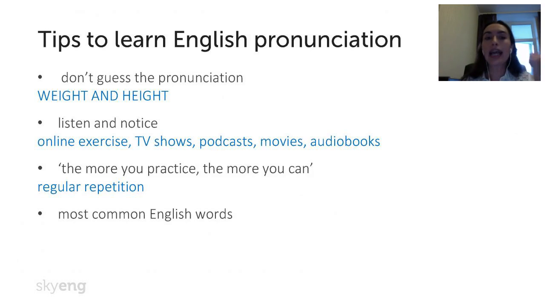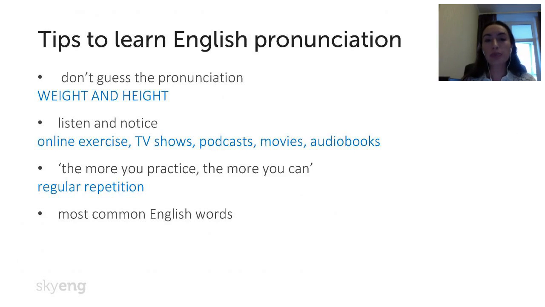Listen and notice. Get some spoken input: television shows, podcasts, movies, audiobooks, anything. When listening, pay attention to how sounds and words are pronounced, and think about what sounds you hear. When you listen to non-native speakers, you can also notice their mistakes. What is guess? Guess means you can guess. If you're not sure what it means, just don't guess. Don't think that you can know how to read it.